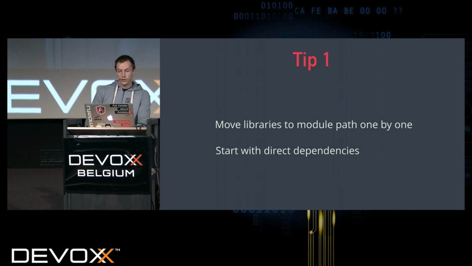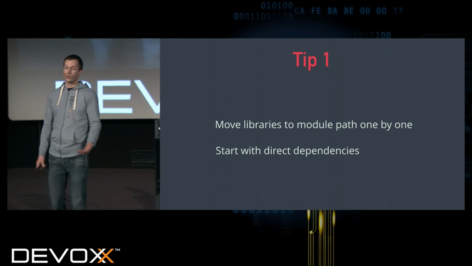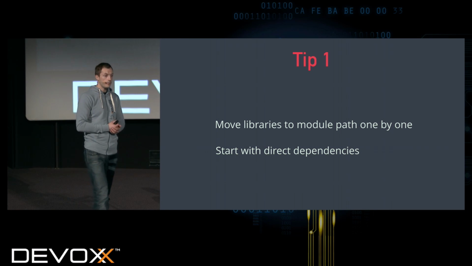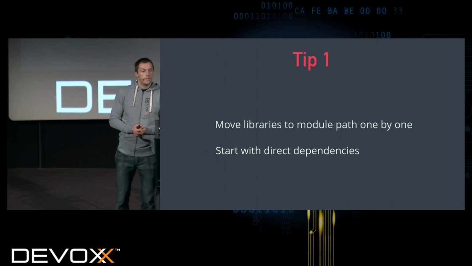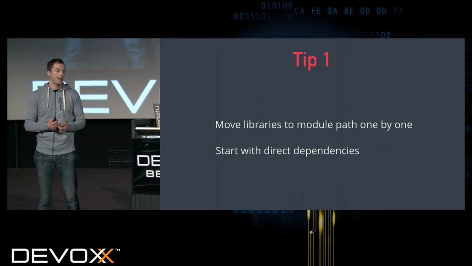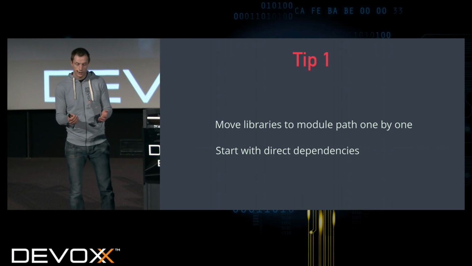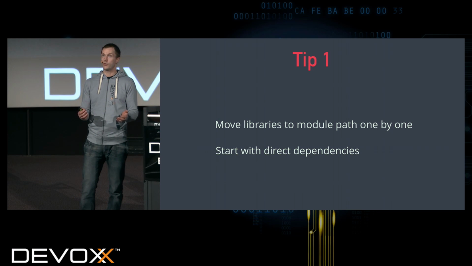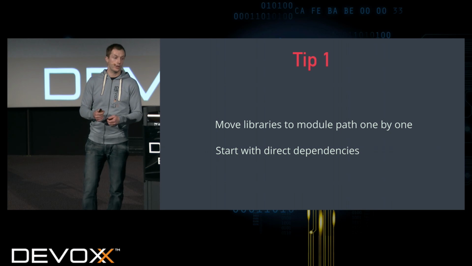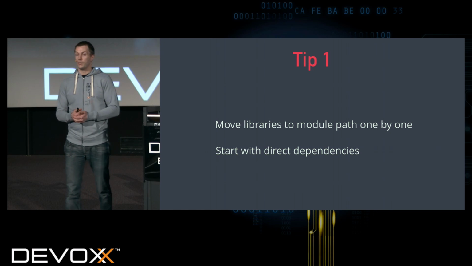So just a few tips before we start looking into actually modularizing the code base itself, because that's of course what we want to end up with. The first thing is you want to move libraries to the module path one by one. I've already mentioned this before. You just want to focus on the dependencies that you have that are direct dependencies. So every time you directly import some code from an external package, that's when you want to move this library or this jar file to the module path and make it an automatic module.